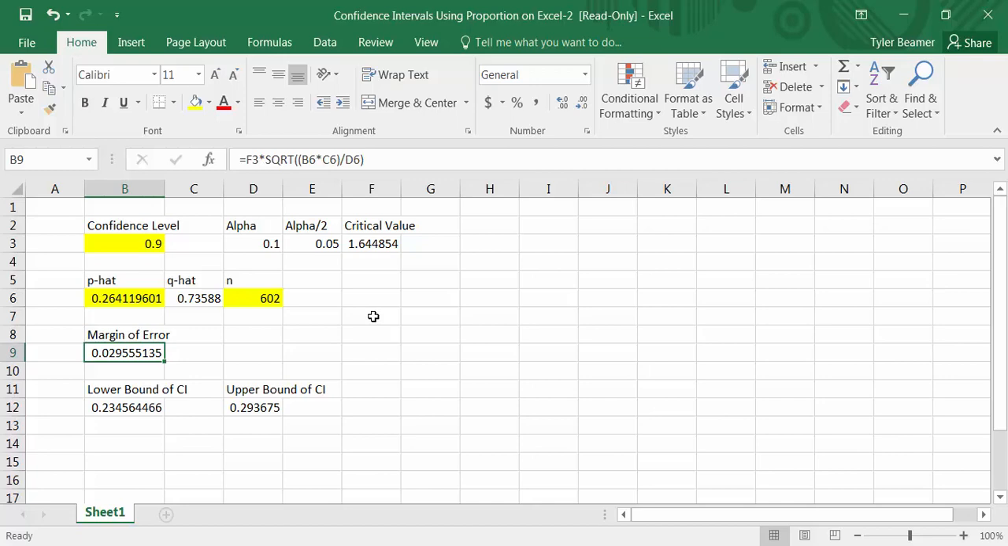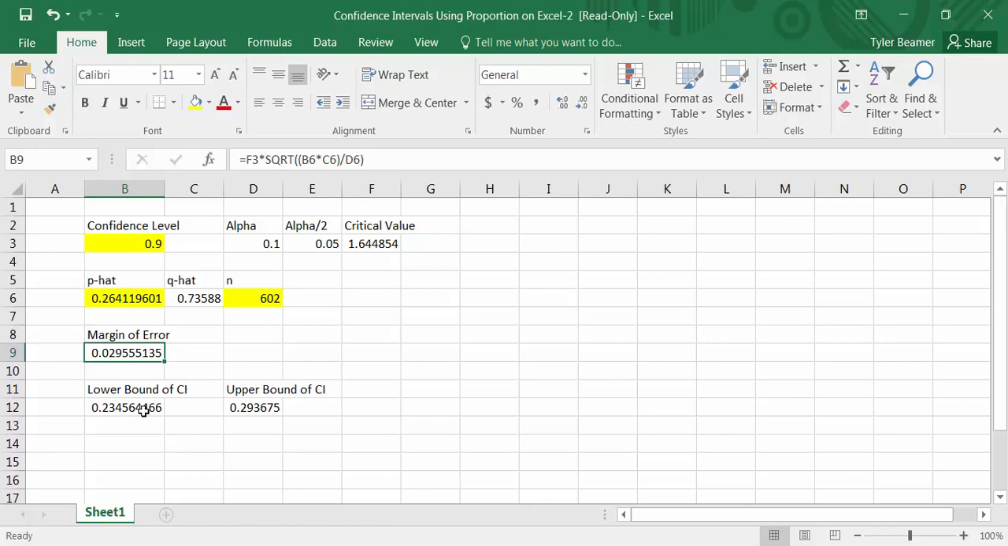It'll calculate margin of error, and so margin of error is the maximum likely difference between the observed proportion p hat and the true value of the population proportion p, which you're trying to estimate. And so here's the formula. The margin of error is the critical value, so F3, times the square root of p hat times q hat, which is in this case B6 and C6, divided by n, which is D6, and then we square root that.